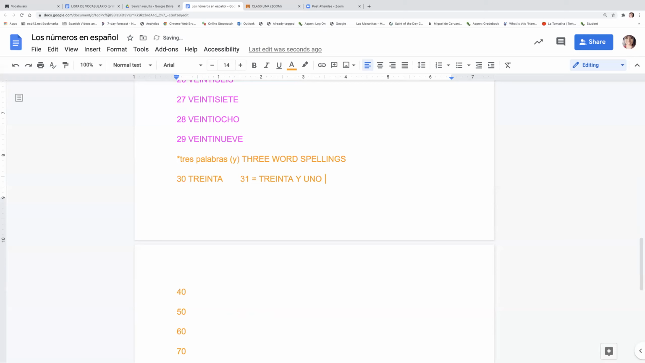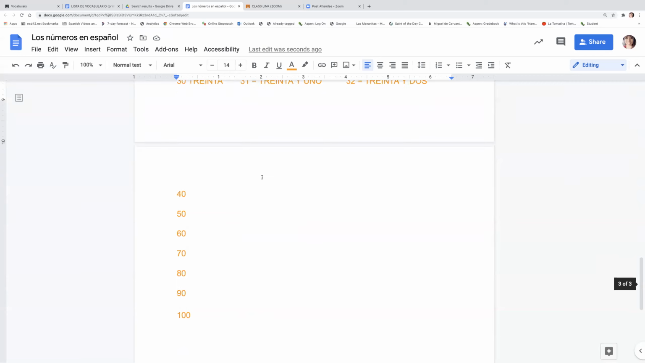So let's try the next one. 32. Same pattern, same idea, 30 and 1, 30 and 2, 30 and 3, but it's just spelled differently. 32. Okay, and etc., etc. So all you need to know are your prefixes and you follow that same pattern. So 40 is cuarenta. Therefore, 41 would be called cuarenta y uno, etc., etc.